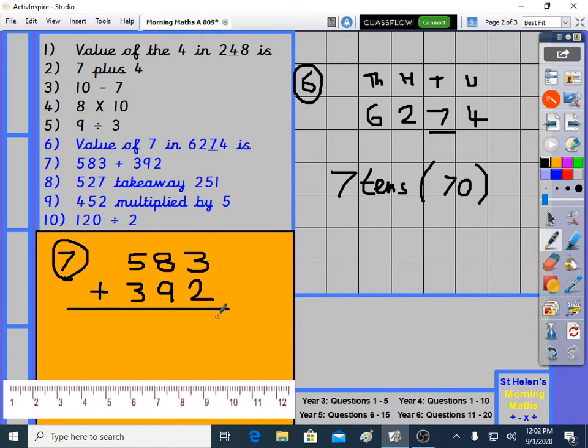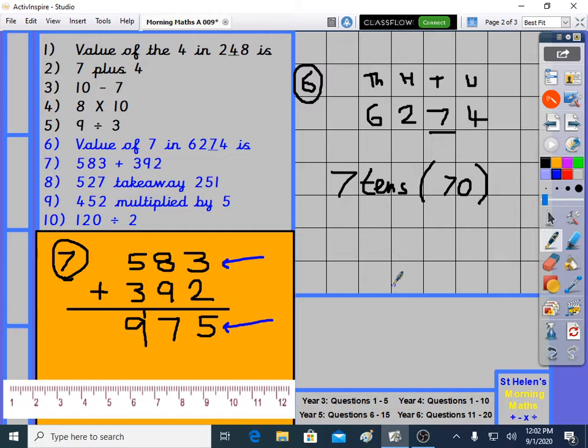5 plus 2 is, what did I say? 3 plus 2 is 5. Sometimes I say the answer in the question, don't I? 8 plus 9 is 17. 5 plus 3 is 8, plus 1 is 9. 975, because plus makes things bigger. So this gets bigger and becomes this, because we added something to it.